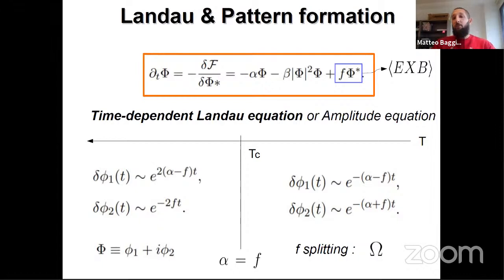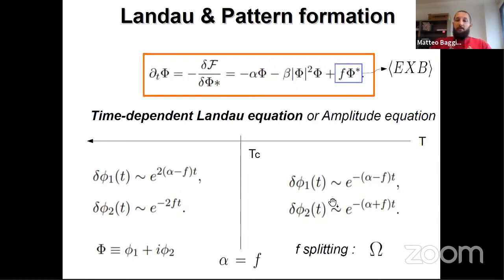And then what you can do is basically a small perturbation around these two solutions and see which modes you get. So let's see what you get. The first important thing is, let's consider for a moment that F is zero. So I'm in the purely spontaneous symmetry breaking picture.